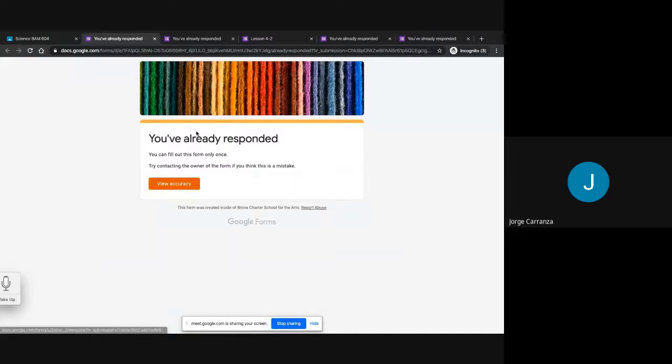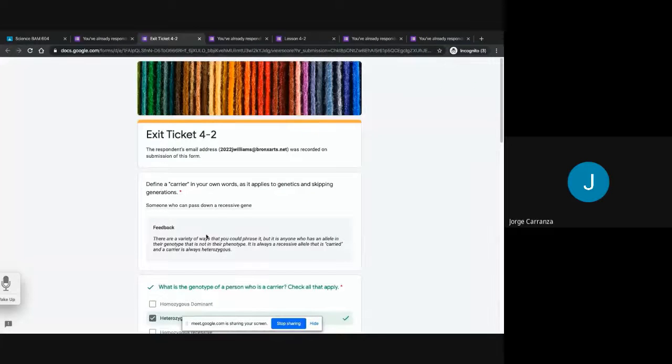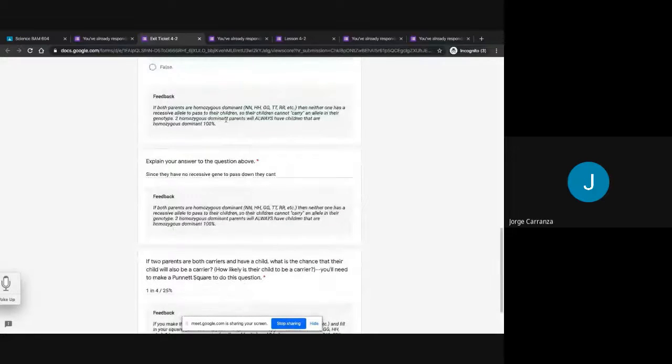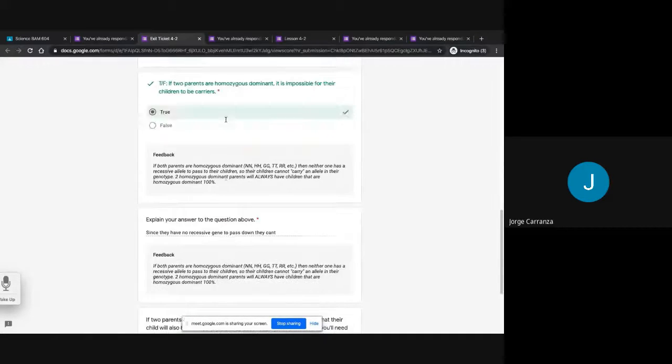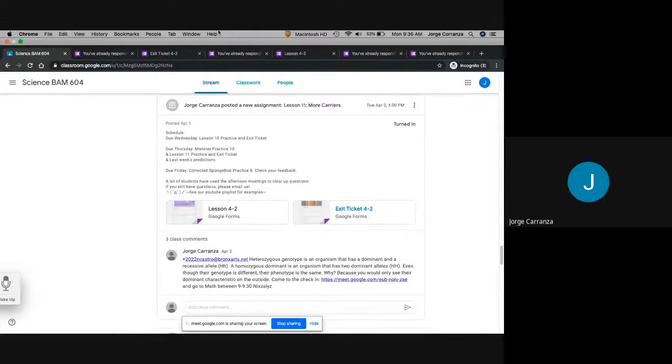So another thing, this is an exit ticket. You click on view accuracy, and you're able to see what questions you got right, what questions you got wrong, and the explanation of why that's the right answer. So really important. Start going over your work when you have time. Obviously, you make your own schedule, but definitely go back to all lessons, all exercises, all practices, and see whether you got it right or wrong.